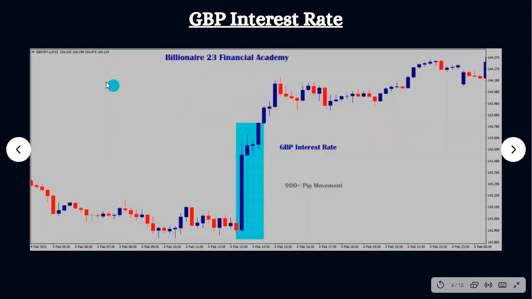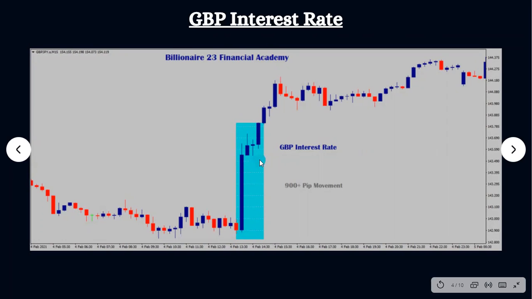So in this chart, this is GBP JPY, the Great British Pound against the Japanese yen. In the turquoise box or rectangle that I've outlined, this is what a news event looks like, or the aftermath of news being released. This is GBP interest rates. So this entire price movement was approximately 900 pips plus. I think it was 1,200 pips if you add this candlestick, but I was just sticking to these four.